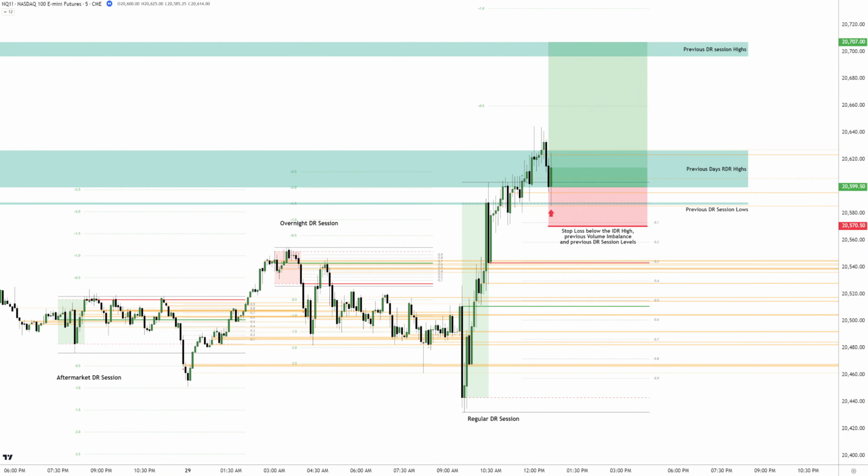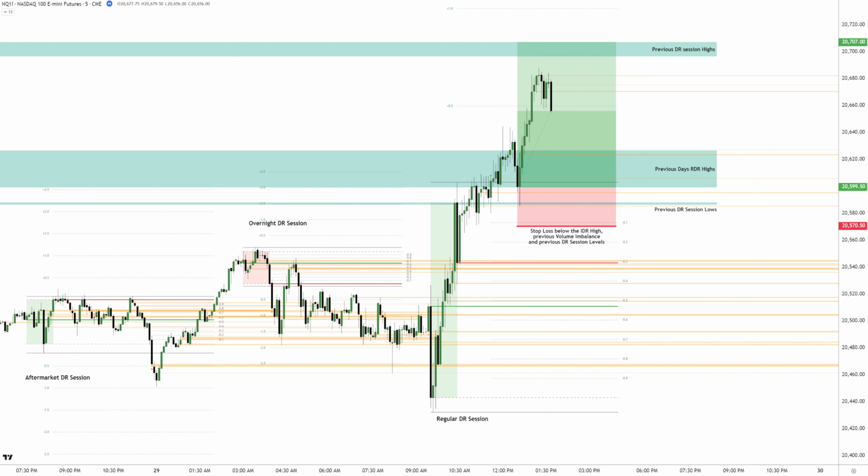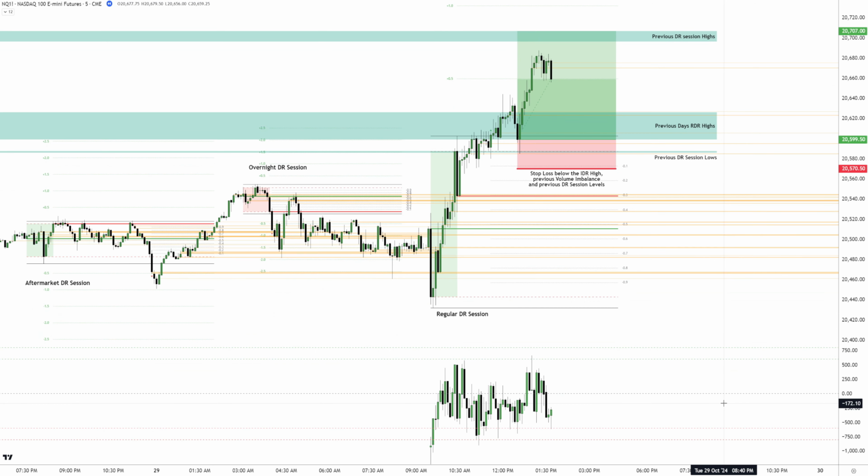Another great entry opportunity. As price continues higher and starts rejecting the plus 0.5 SD extension, it's time to check the tick grid for an extra confluence to hold onto your position. I've made a video about this powerful tool. If you haven't seen it, it's free on my channel. What do we see here?